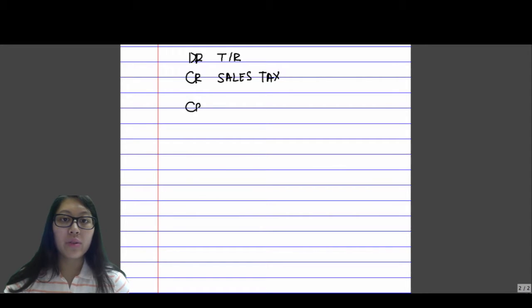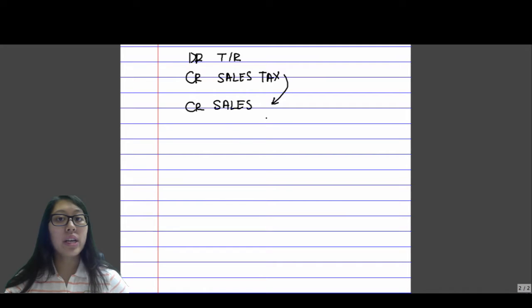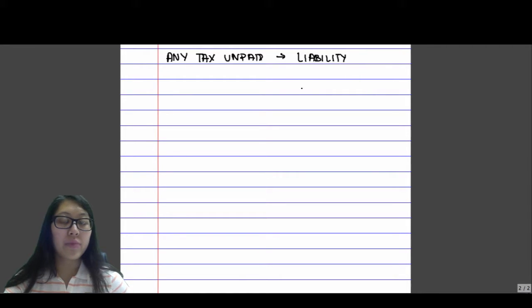The basic double entry would be debit your trade receivables and credit your sales tax and credit your sales account. So always note that the sales tax figure is going to follow either the sales or the purchases, but only if you are a tax registered trader. Now, any tax that is left unpaid is going to be a liability to the company. Normally, it would be a short-term liability because they are going to have to pay the tax by next year.